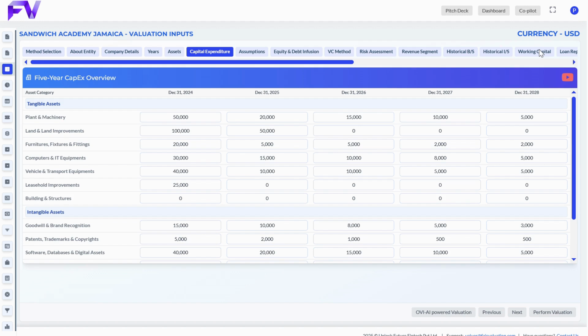As you can see, the data must be filled in for the next 5 years. Please input this data according to the depreciating values of each asset.